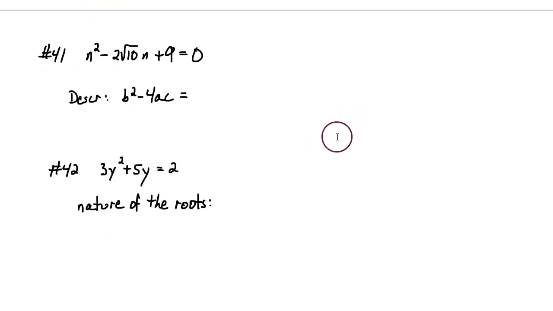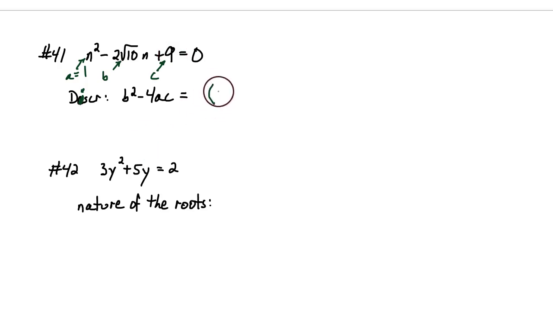Number 41. The problem asks us to figure out the discriminant. The discriminant is b squared minus 4ac. So figure out what a is. It's the first coefficient. Figure out what b is. It's the negative 2 square root of 10. And figure out what c is. It's the 9. And make those substitutions.